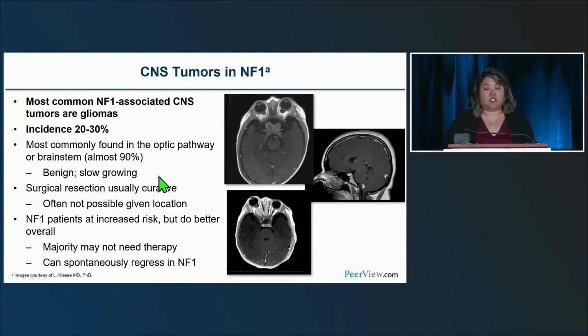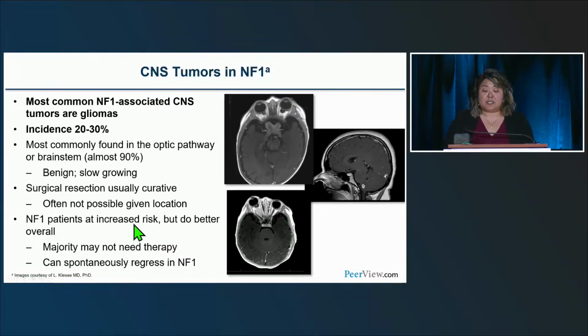And so then I will transition to a little bit of a lighter topic, CNS tumors and NF1, and talk about the potential role of MEK inhibitors for those. So the most common NF1-associated CNS tumors are gliomas, and very common, again, about 20 to 30% of our kids with NF1 will be developing a CNS glioma. Most commonly, they occur in the optic pathway or in the brainstem, but they are very benign, slow-growing, and if they are able to be resected, that's usually curative, but often because of the location, that's not possible.